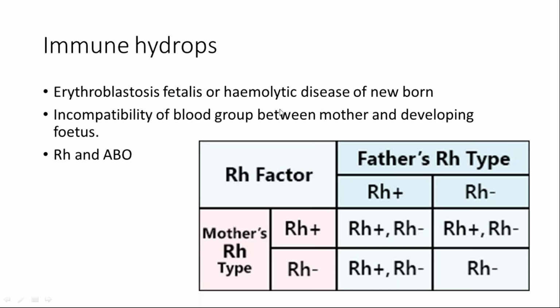So hemolytic disease of the newborn means the RBCs will be lysed, hemolysed, in the newborn. It is also known as erythroblastosis fetalis. So it mainly occurs due to incompatibility of blood group between the mother and the developing fetus. We can see this in both RH and ABO types.